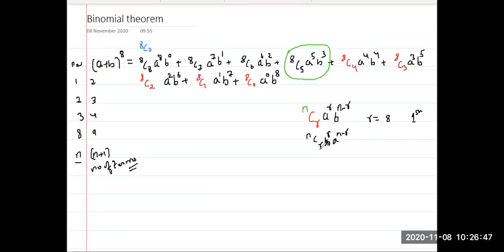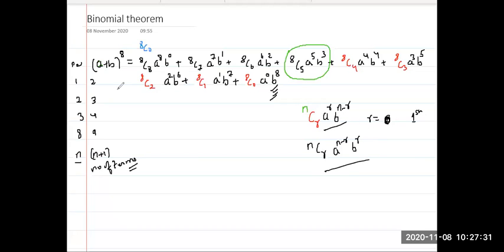It doesn't matter, because in this case I'll put r equal to 0. So you can write it in any way. Now, suppose instead of r equal to 8, if you put r equal to 0, then you'll also get this last term. Now, suppose the formula is written like this, nCr a to the power n minus r, b to the power r. Then both are the same, yes or no?